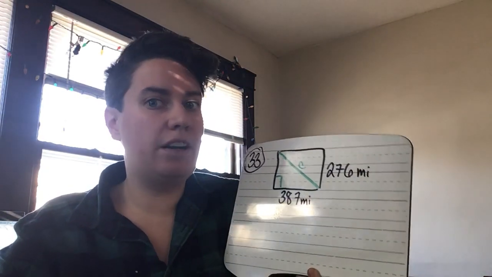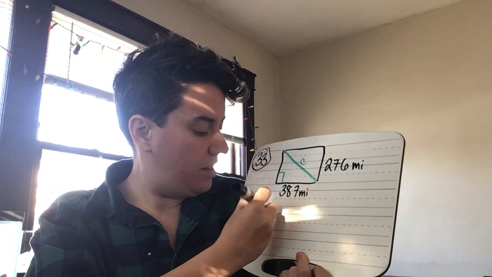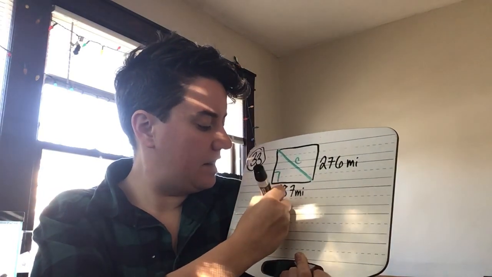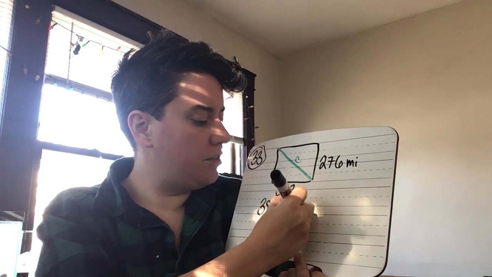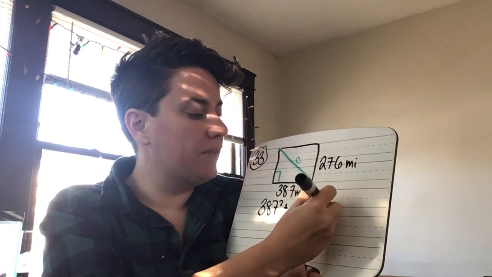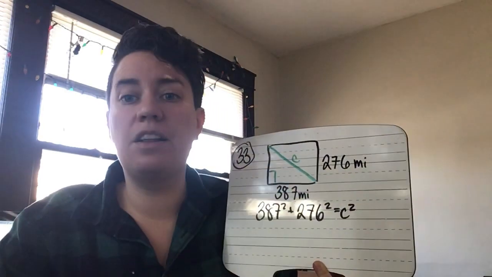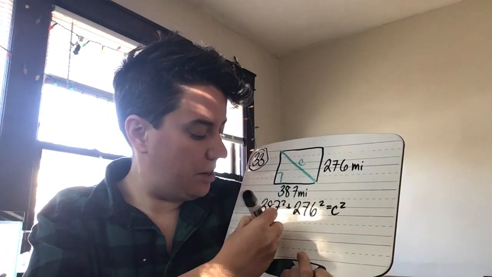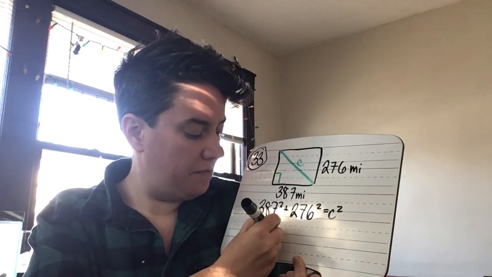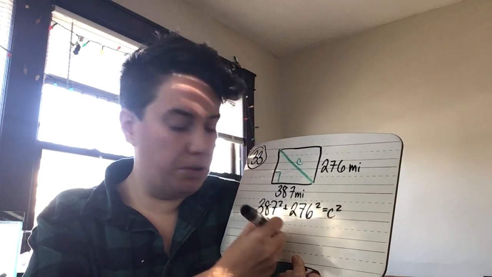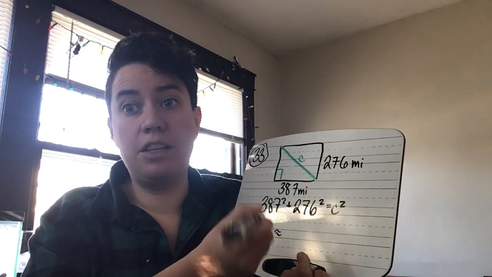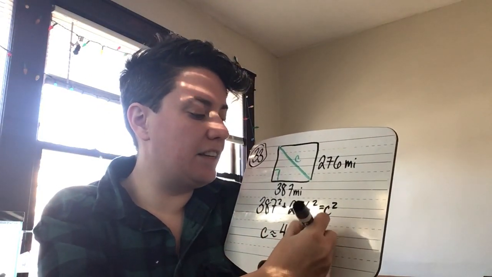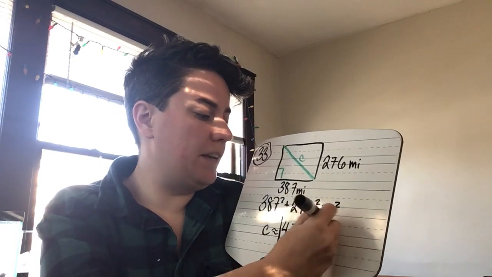So again, very helpful to have a calculator for this homework. We end up with 387 squared plus 276 squared is equal to C squared, and I'll leave that calculator work and solving for you. But you should end up with that distance C is approximately equal to, it says it rounds to the nearest mile, so that's the nearest whole number, which would be 475, and this does have a unit, which would be miles.